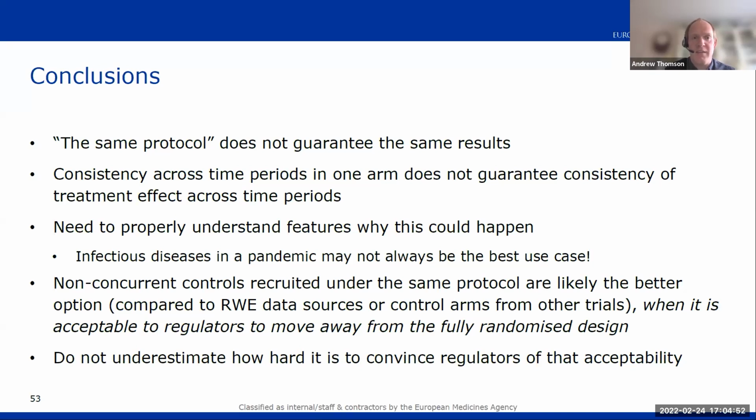I think it's fair to say that non-concurrent controls recruited on the same protocol are likely the best option compared to, say, real-world evidence or control arms from other trials, when it's acceptable to regulators. But please do not underestimate how hard it can be to convince regulators that it's acceptable to move away from a fully randomized design. Thank you very much.